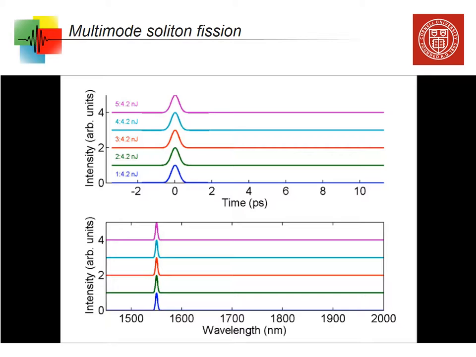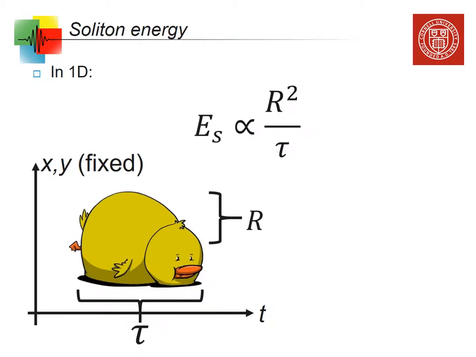So we have this whole family of multimode solitons, and a pulse blows up into its constituent multimode solitons through a spatial-temporal fission. This is the first clue, the first indication that nonlinear propagation in multimode fiber is spatial-temporal. So the energy obviously is important, and in one dimension, the energy for a soliton is very important analytically, and it looks something like this.